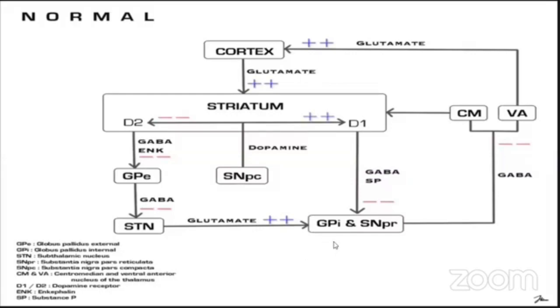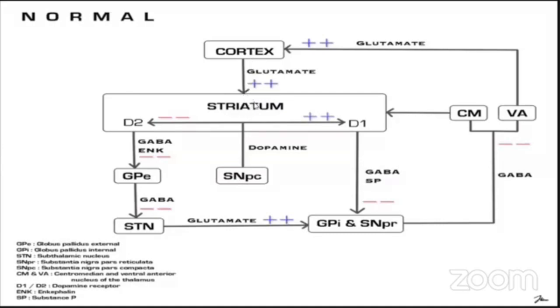And there are some neurotransmitters related to this circuit. This is glutamate, which we all know is an excitatory neurotransmitter. This is GABA, which we know is an inhibitory neurotransmitter. This is a normal brain. There is no abnormal movement.